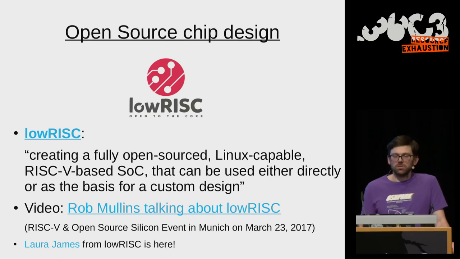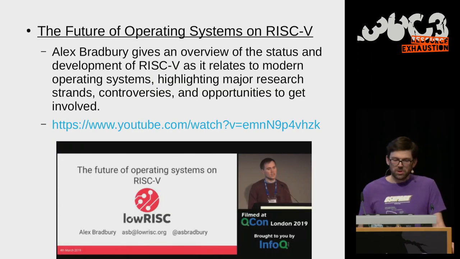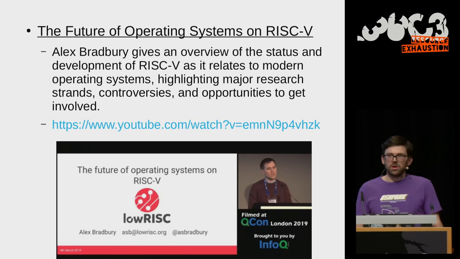Another organization is called lowRISC, and they were founded with the idea of being able to create a RISC-V based system on chip that could be something like a basic smartphone. They're still working on that, but I'm pretty excited to see what will happen in the future there. One of the people that started lowRISC is Alex Bradbury, and he gave an interesting talk a few months ago about the future of operating systems on RISC-V. I recommend checking that out if you're interested in the ecosystem of the toolchains involved and things like that.